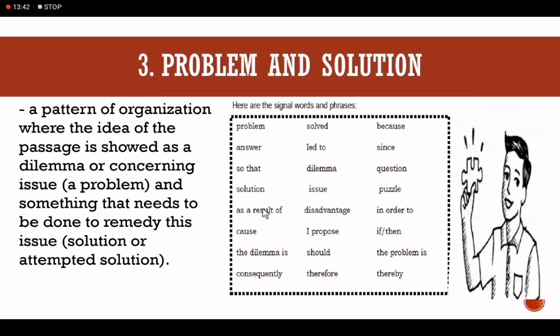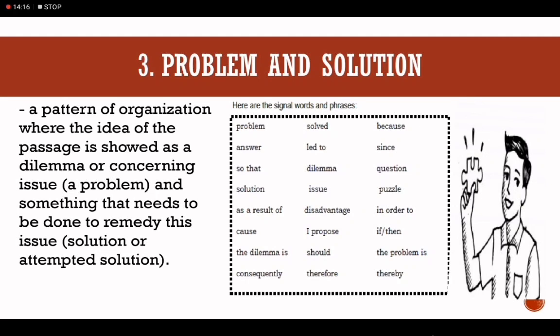So we are done with the first 2 patterns of idea development: general to particular, claim and counterclaim, which is part of our module number 1. We will now proceed with module number 2, which discusses the other 2 patterns of idea development. And they are problem and solution, cause, effect.